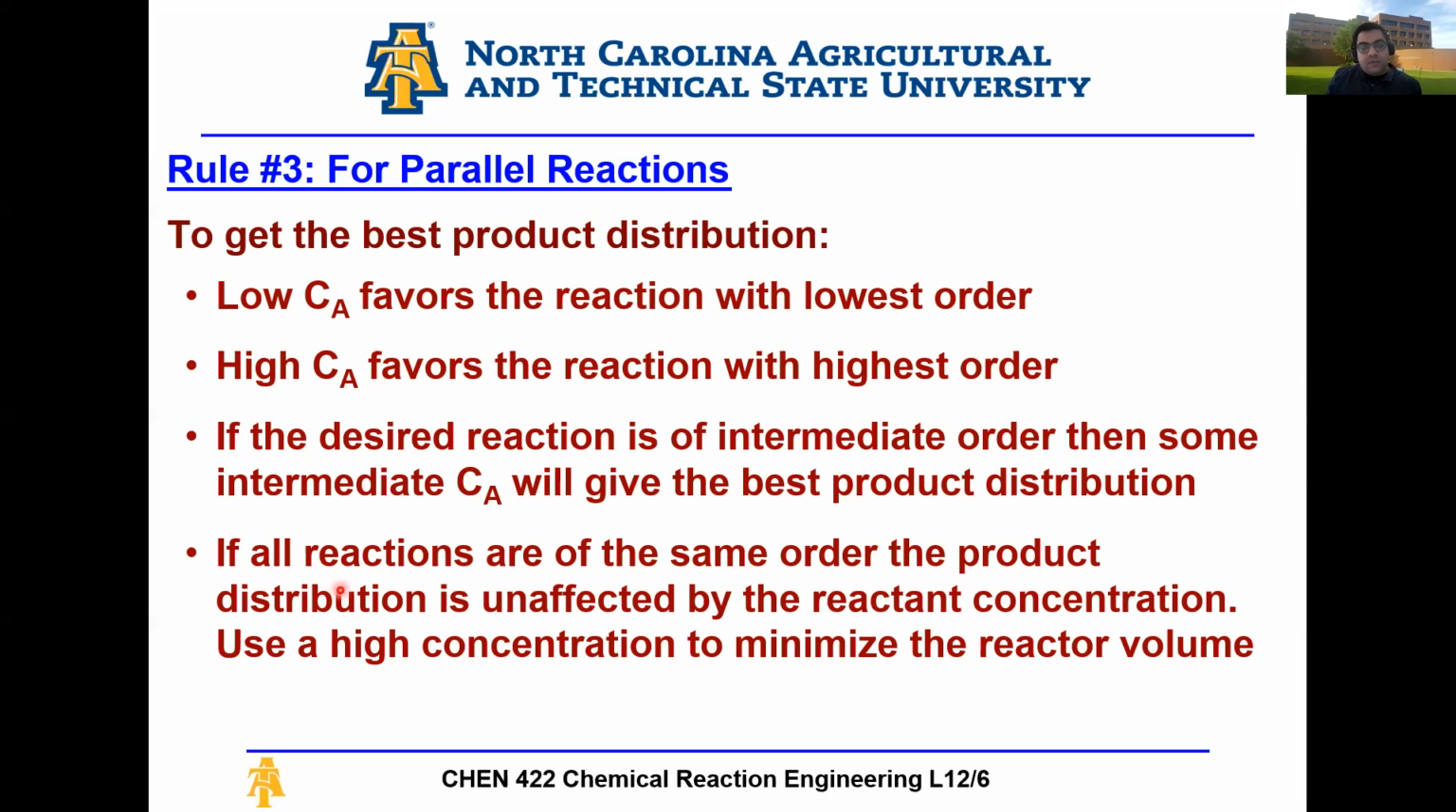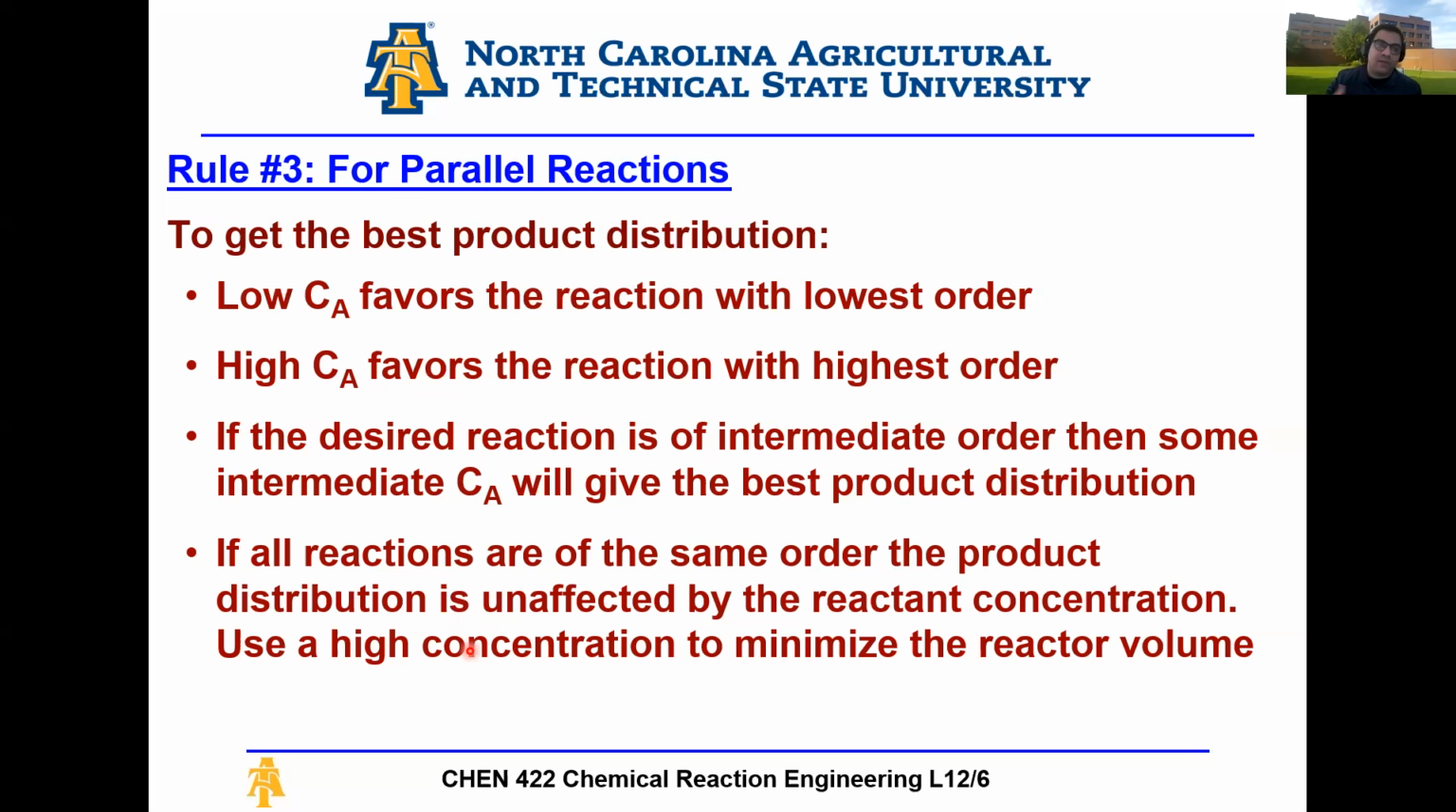And then the fourth bullet point: if all reactions are of the same order, then the product distribution is unaffected by the reactant concentration, and we need to use a high concentration to minimize the reactor volume. So again, if I have a system of parallel reactions, let's say A goes to R, A goes to S, both of them first order, or both of them second order, that means that the concentration of A has no effect on the product distribution. If I write my ratios, R1 over R2 is equal to k1 Ca squared over k2 Ca squared. Ca squared is going to cancel from the top and the bottom, so I just have a constant, right? k1 over k2 is just a fixed number, or a function of temperature only, and it's not a function of concentration.